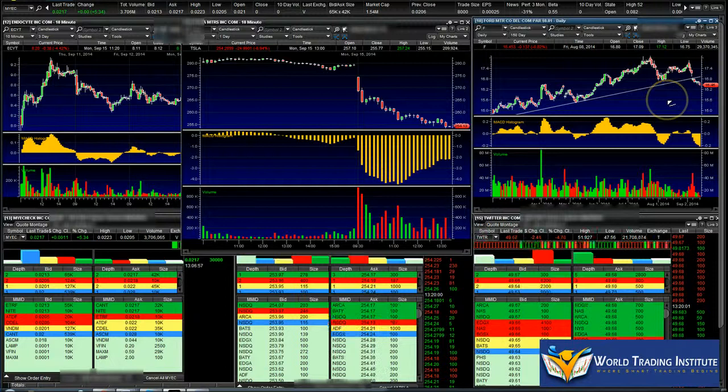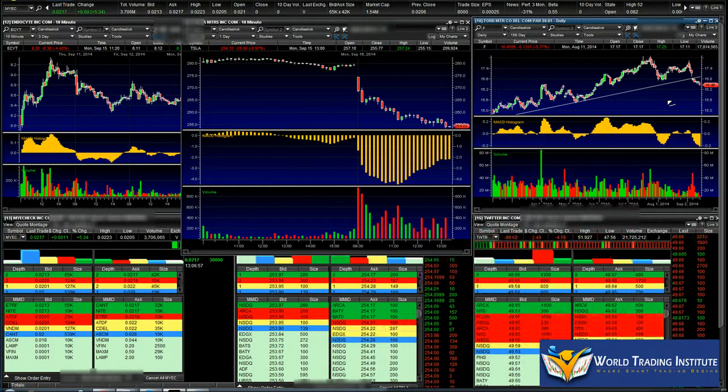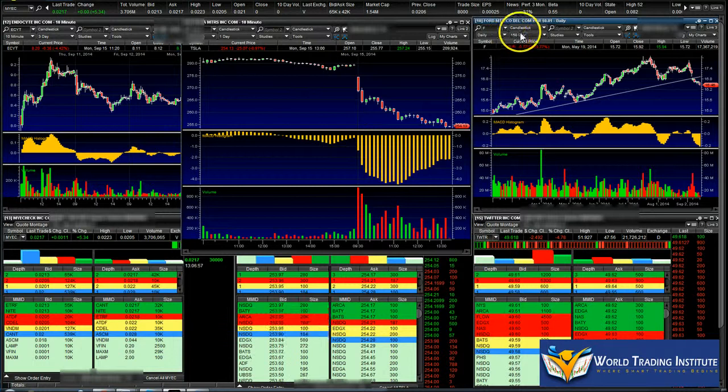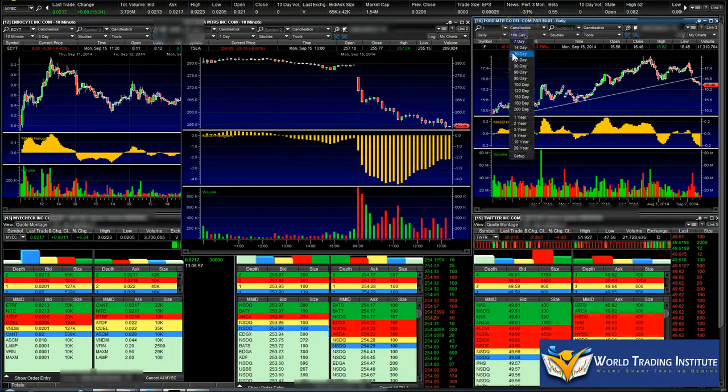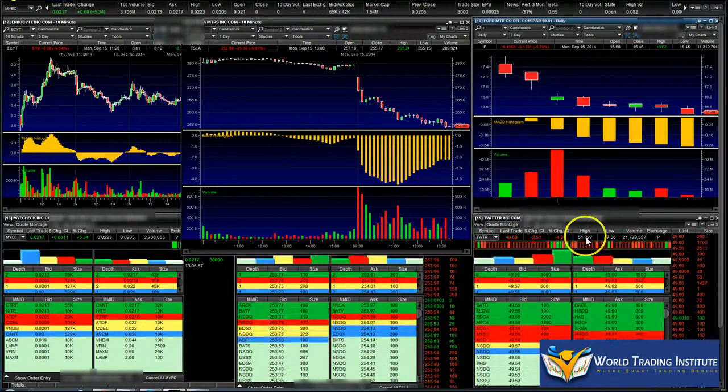Remember, we got in short at 1660. We're looking at a target of about 1560. However, now we're going to trail our stop, and the stop is for the day's high. So remember, a penny above the day's high.